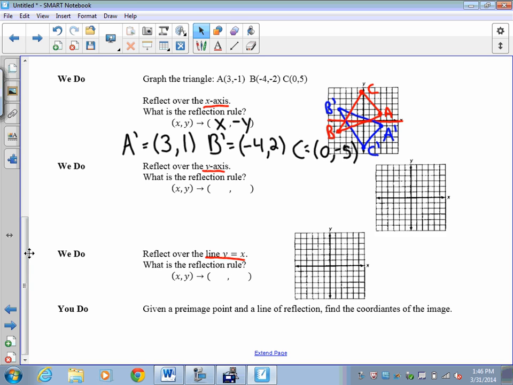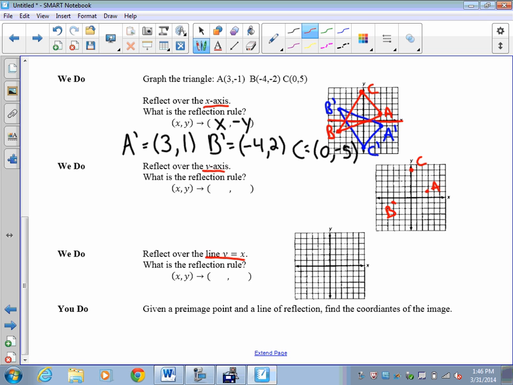So for the second one, we're going to reflect it over the y-axis. So again, I'm going to use my pre-image in red. So that's C, A, and B is down here.